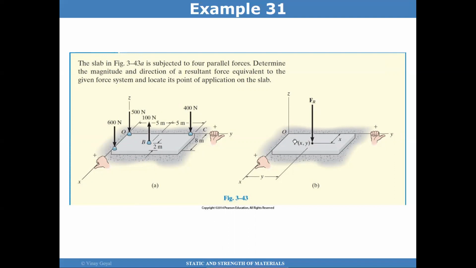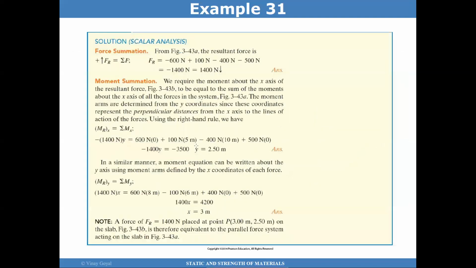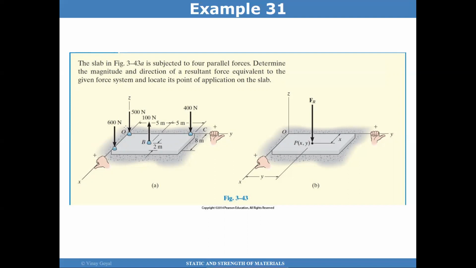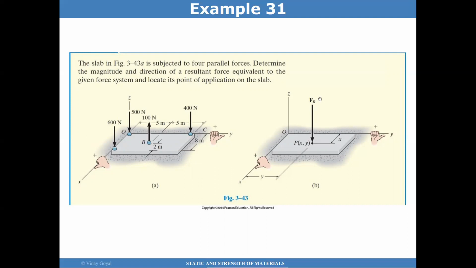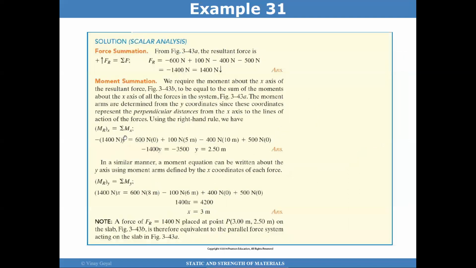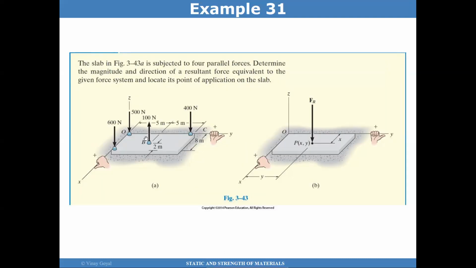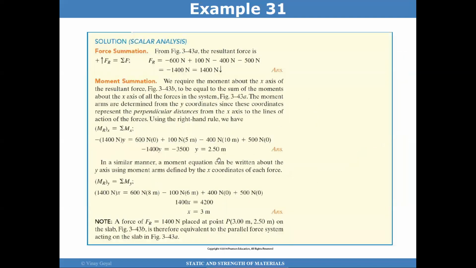So Fr times this distance y, 100 newtons times 5 meters, and then 400 newtons times 10. That should be a simple calculation. So the moment about the x-axis is 1,400 newtons times y, as given here, and that has to be equal to the moments produced by these two forces, because these two go through the x-axis. Once you do that, you can find the distance y.